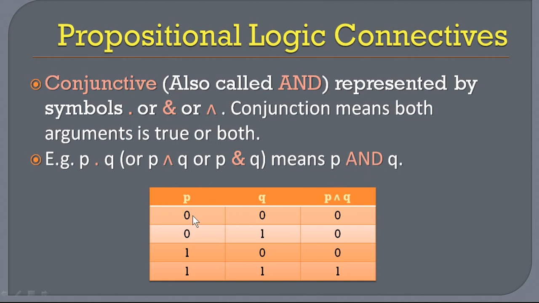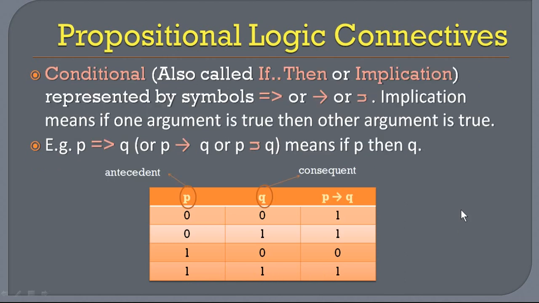If both the conditions are false, then the result is false. If any one of the conditions is true also, you can see 0 1, 1 0, only one condition is true here. The remaining other condition is false. Again, you can see the result is false. Only when both the conditions, that is both the propositions, are true, then it is true.